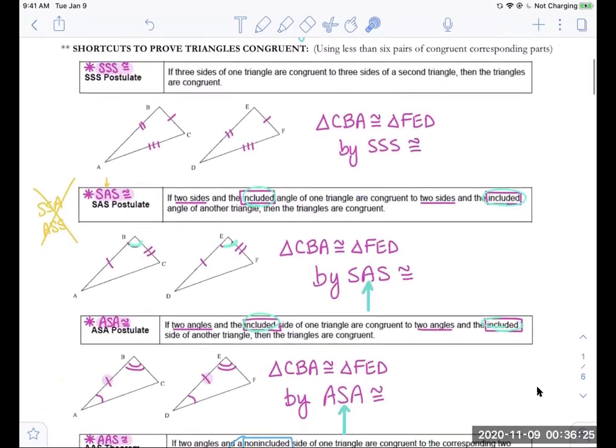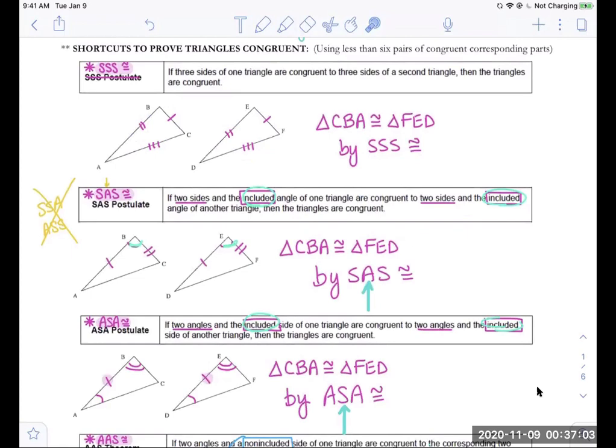Shortcuts. So here's the first one. The first one is called side, side, side congruence. I don't want you to call it side, side, side postulate. I want you to write side, side, side congruence. If 3 sides of one triangle are congruent to 3 sides of a second triangle, then the triangles are congruent. So you're checking one pair of sides are congruent, the second pair of sides are congruent, and the third pair of sides are congruent. In that case, the triangles would be congruent by side, side, side congruence.